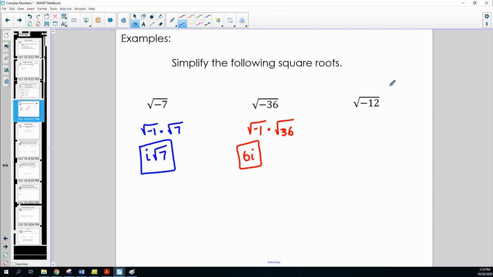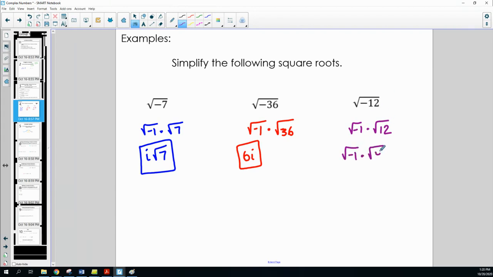Okay, and then for number 3, the square root of -12, we have the square root of -1 times the square root of 12. You don't need to write it this way as long as you know that you're taking out the i. So you could skip this step and just go right to i square root of 12. The 12 can be broken down because there's a perfect square within 12, which is 4.